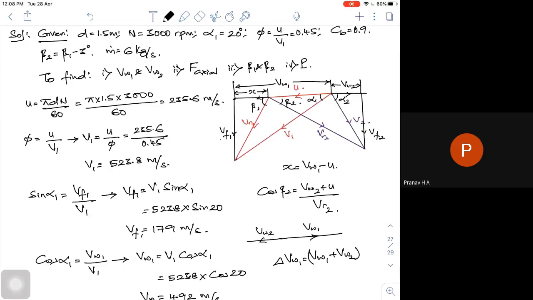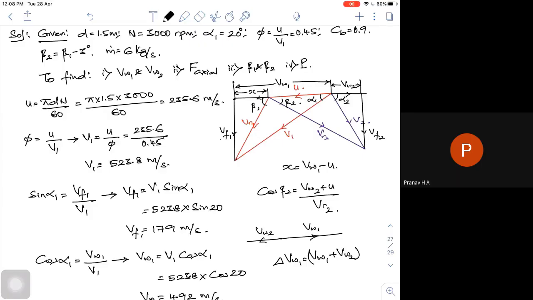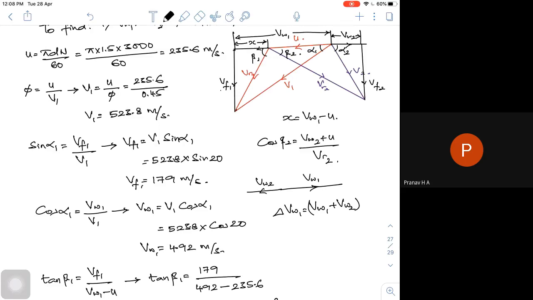The same problem we'll take in the next class, that is day after tomorrow. We'll try to solve it using the graphical method. On the graph sheet, we'll take some scale, for example 1 centimeter equal to 50 meters per second or 80 or 100 meters per second, depending upon our convenience, and we'll draw it and read off the values. Say, in this calculation we got V1 is equal to 523.8. There we may get 520 something. So it will be very close, and you will end up with a graphical solution.